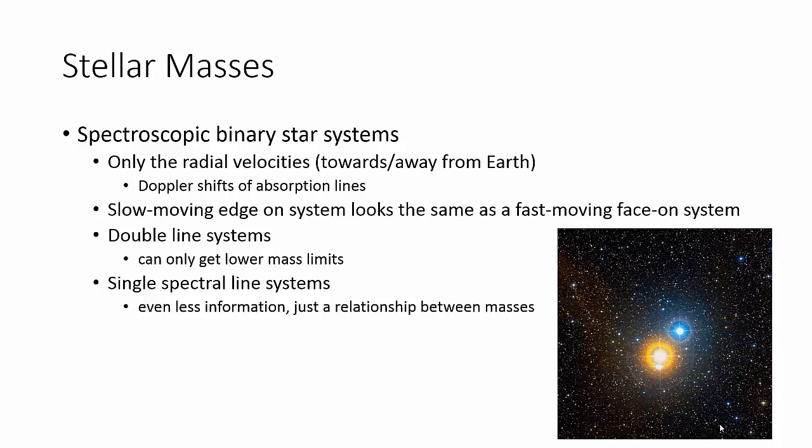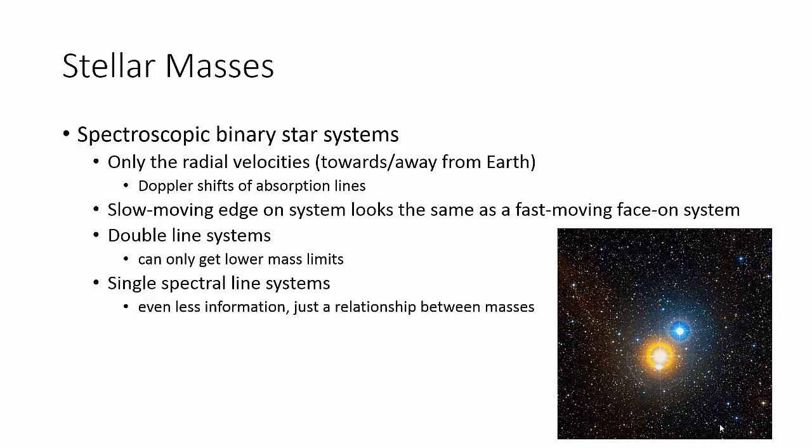Right, so we can only get the lower end of it. Now, if we don't even have that double line, if we only have the single where we can just see the shifting of it, well, then we get even less information. All we can get is the relationship between the two stars, mass-wise. So we can say, well, this one's the bigger star, and this one's the smaller star. What that means number-wise, no idea.